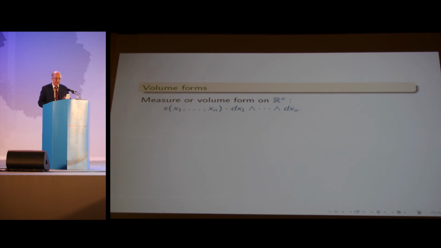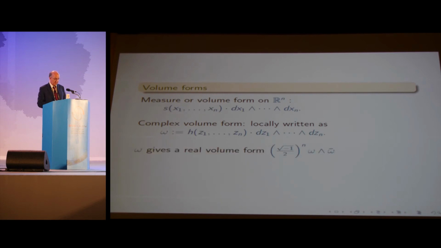Now, to understand how to define this notion, let's recall that if you have a measure or a volume form in R^n, what you would like to integrate is some function times dx1 wedge and so on wedge dxn. Now, we like to do complex geometry, so we like to use things that are complex, like volume forms. Locally, it's written as some function times dz1 wedge dots wedge dzn. Now, this is not really a volume form. To get a volume form, you have to take this omega wedge omega bar. And then there's another sign issue here that I don't want to spend time on, but we would like to work with this complex volume form.